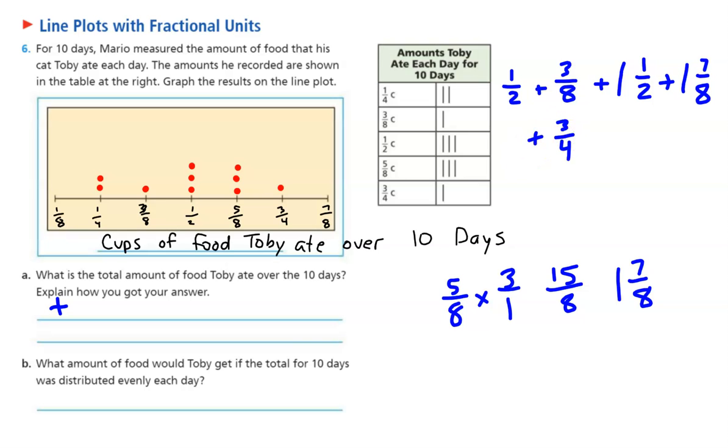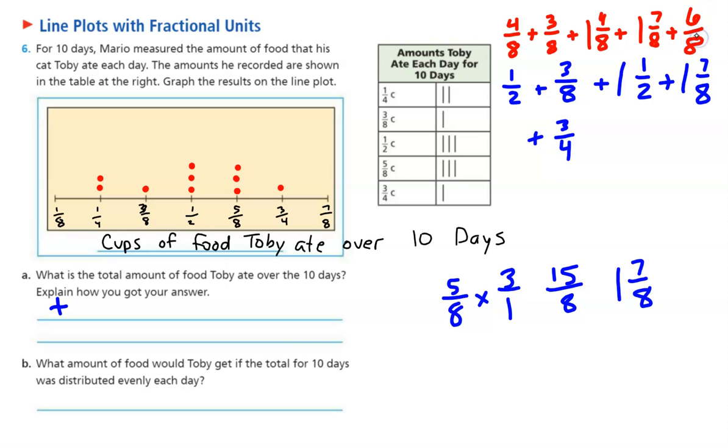So you guys remember you need to have some equivalent fractions. I know this seems like a lot of work, but I actually don't think it's too bad. 1/2 is going to be the same as 4/8. Your 3/8 is going to stay like that for now. And then you're going to have plus 1½, so that's going to be 1 4/8. And then you're going to add 1 7/8. And then you would have added 6/8.